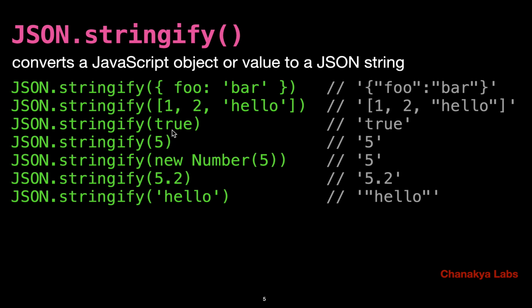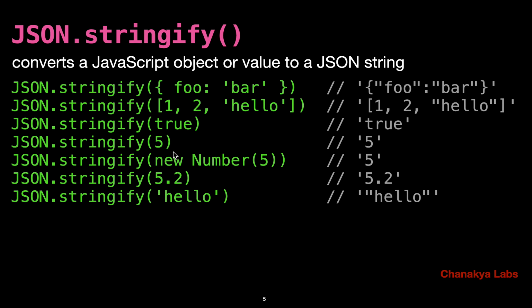So for example, true, right? This true is boolean true, but when you stringify it, it returns a string true. This is a number 5, but when you stringify, then it returns a string 5, right? This is a number 5, this is a string 5.